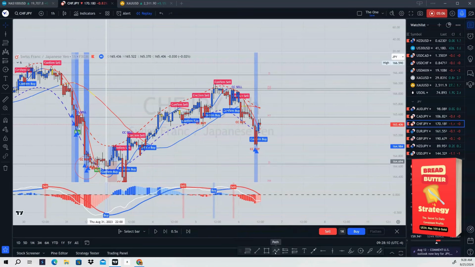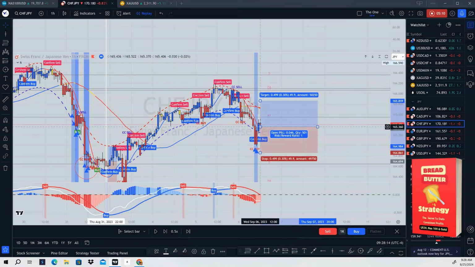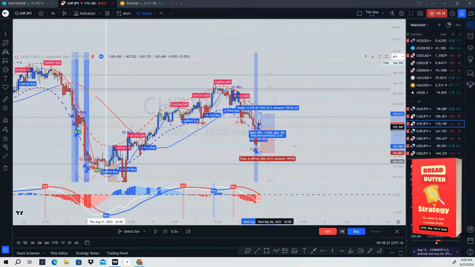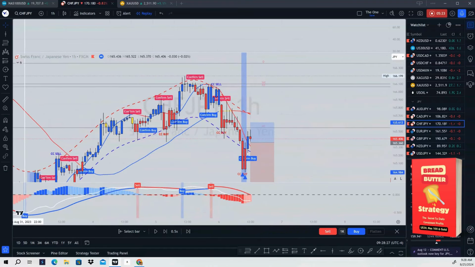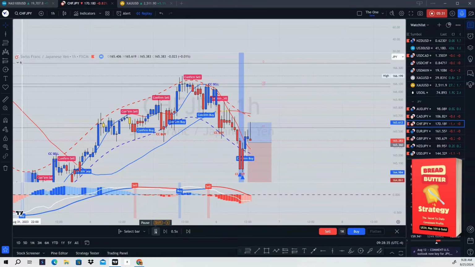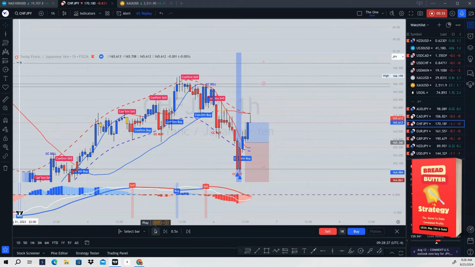Now let's shoot for 25 pips. Make it bigger so you guys can see it. Okay, now we just shoot for 25 pips. Let's see if we get it. Boom, we hit TP. All right, so we won that trade.